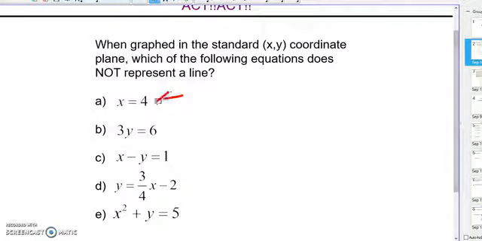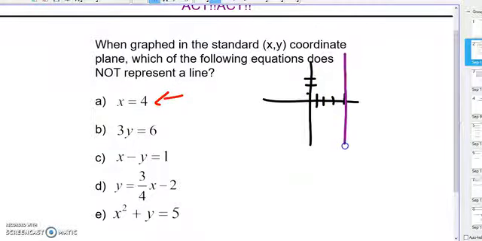So x equals 4. This says that x is always 4. So that's something like 1, 2, 3, 4, and we have a vertical line at x equals 4. So that's an equation of a line. That's perfectly fine because we want to find what does not represent a line.